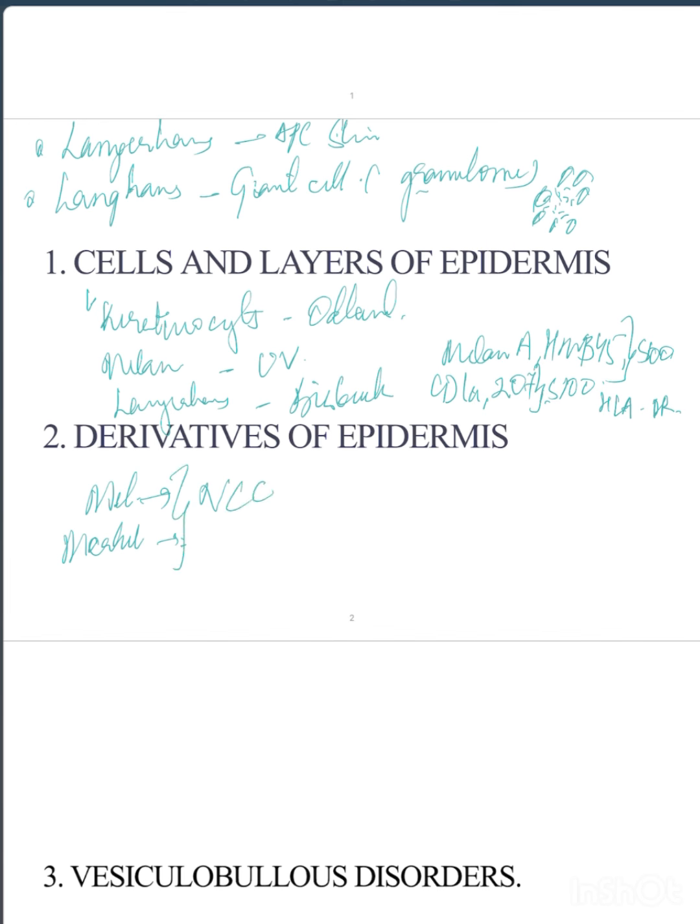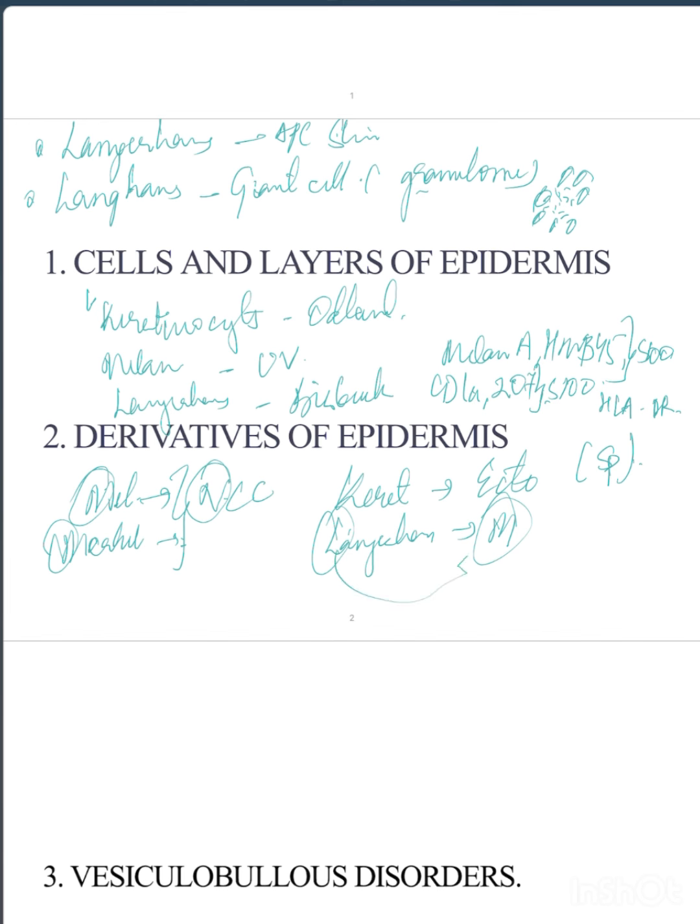NCC, which is neural crest cells, give rise to M, which is melanocytes and Merkel cells. Keratinocytes are ectodermal, and hence you can see them in the outer layer, which is your spinosum, and Langerhans cells are mesodermal, LMNO. So L are formed from M, which is mesodermal.